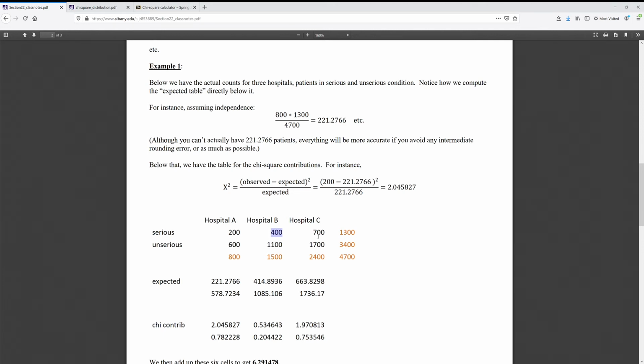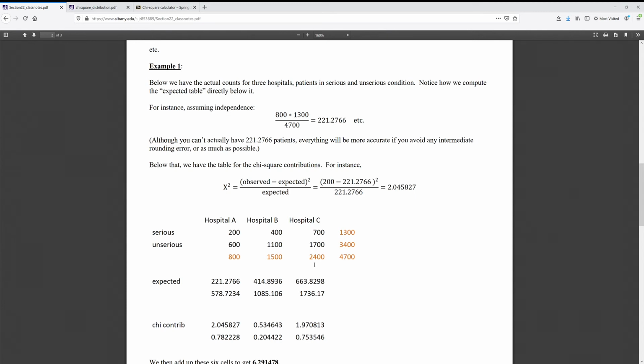Hospital C serious, what would we expect given the red totals if they had nothing to do with one another? 2,400 times 1,300 divided by 4,700, which is 663 and change, right? And so forth and so on. So hospital A unserious, given the red totals, what would we expect? 800 times 3,400 divided by 4,700, and that's 578 and a bit.